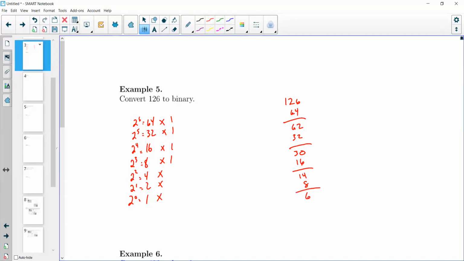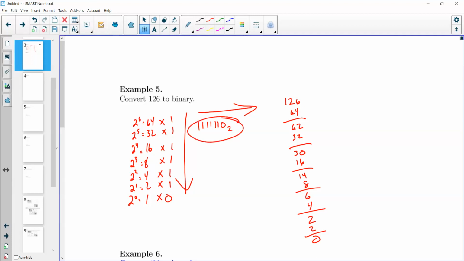Somebody else want to answer the next one? How many times will 4 go into 6? 1. This is tough, isn't it? How many times will 2 go into 2? 1. I'm all out, so this must be 0. Again, going down is going left to right. 1, 1, 1, 1, 1, 1, 0. And don't forget the base.